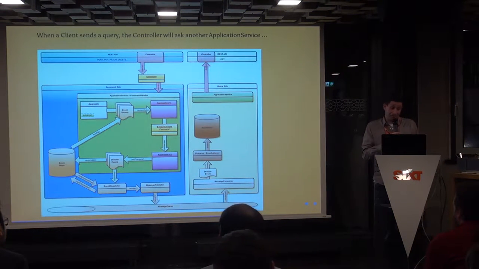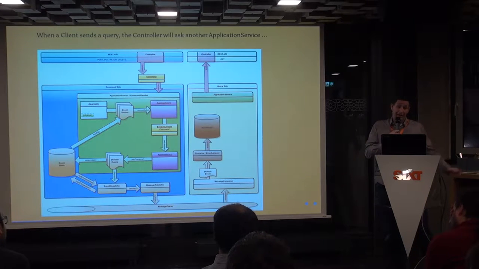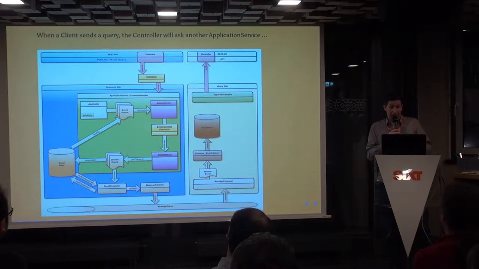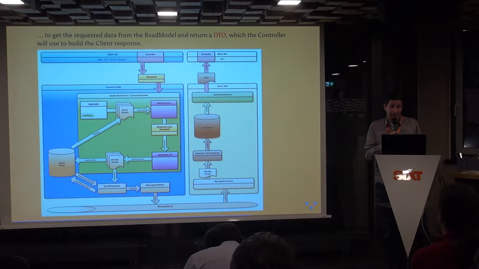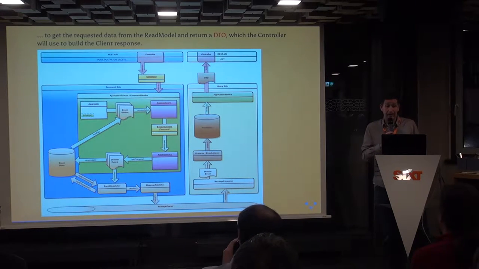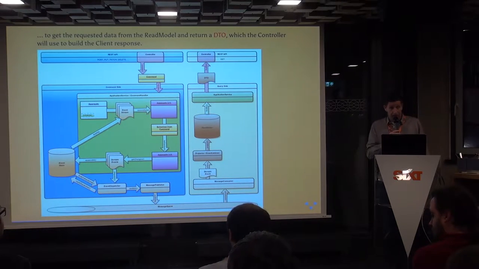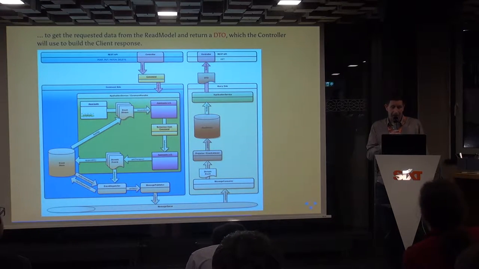So now a read model has updated data. When a client sends a query, a controller will ask another application service to get the requested data from the read model and return a DTO, which the controller will use to build the client response, which in the way I showed is quite easy.